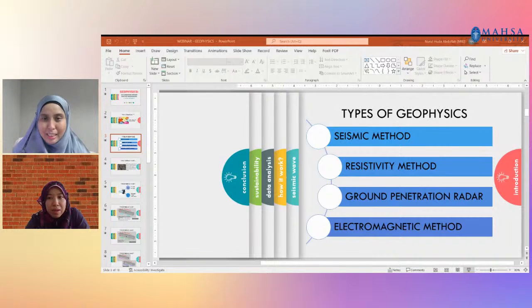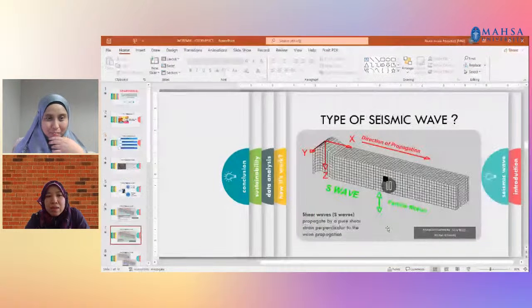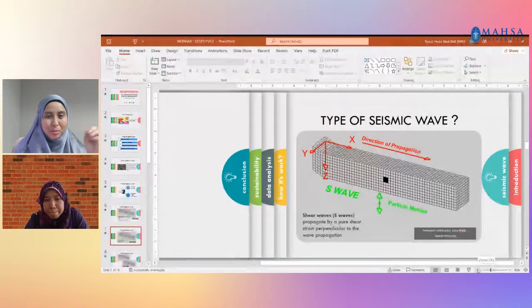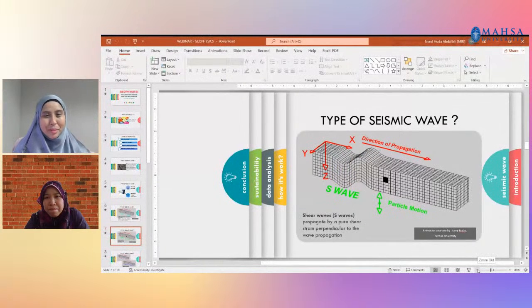Still the screen has not moved. I think you need to reset again manually one by one. It is still on the types of geophysics. Oh, what's the problem? Maybe I just open it not through the slideshow. Now it is on the types of seismic wave, but you need to go one by one. I cannot share screen, so I cannot press the slideshow. It's okay.